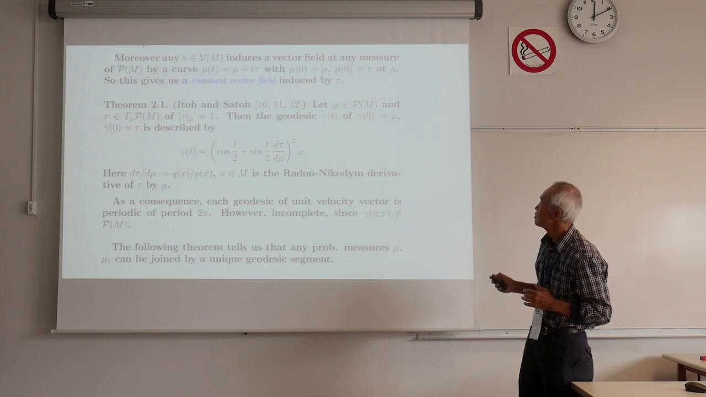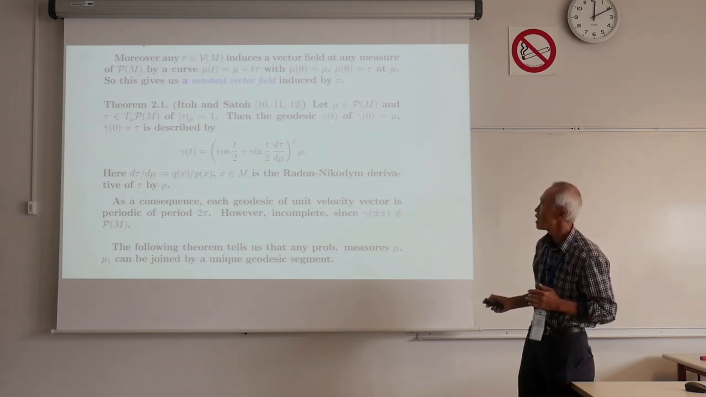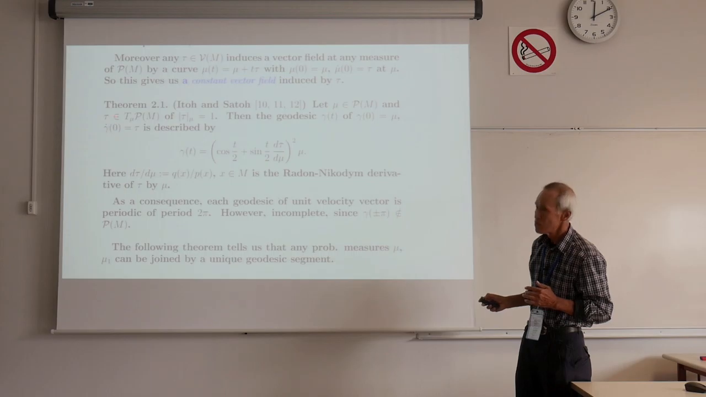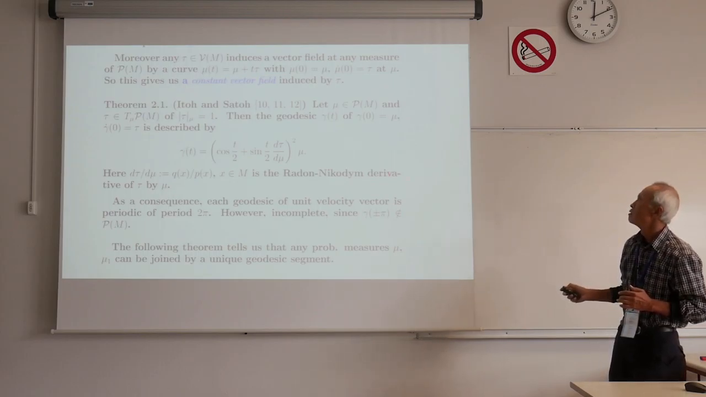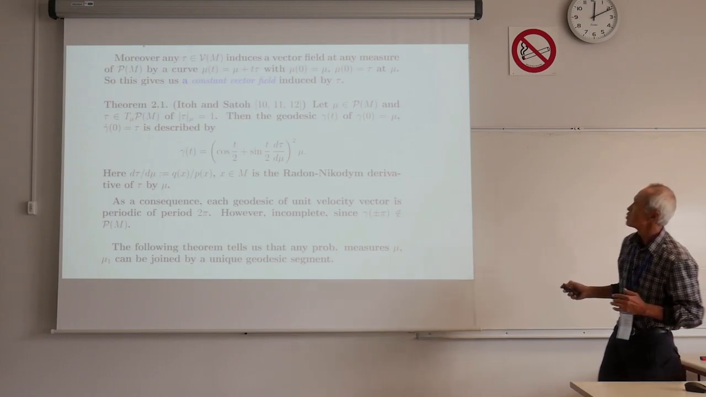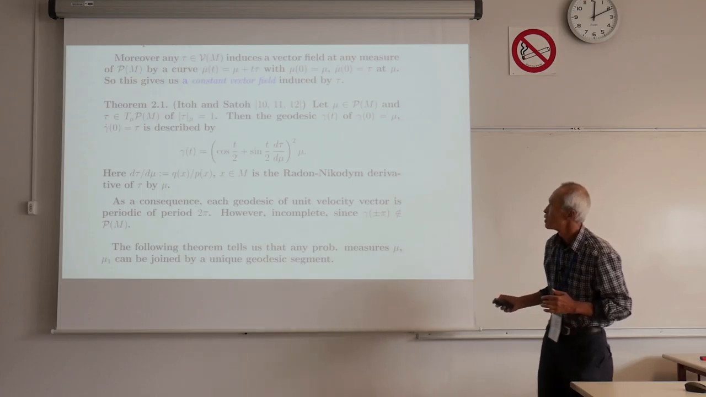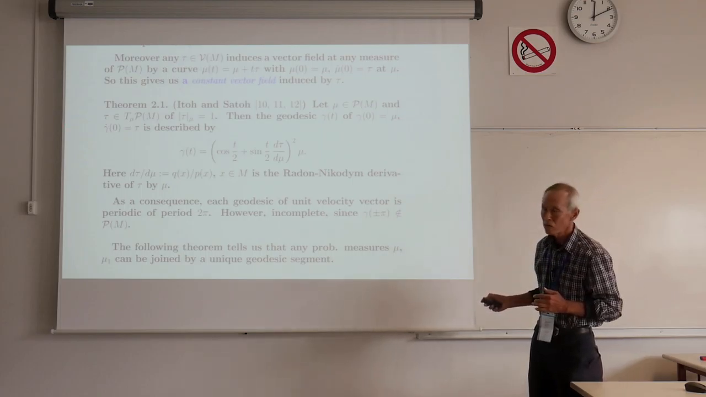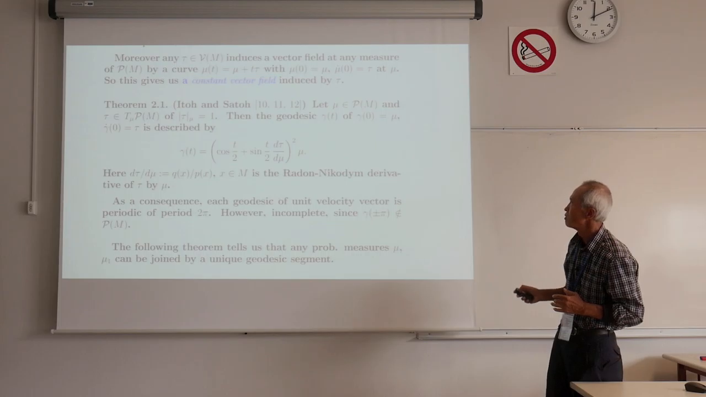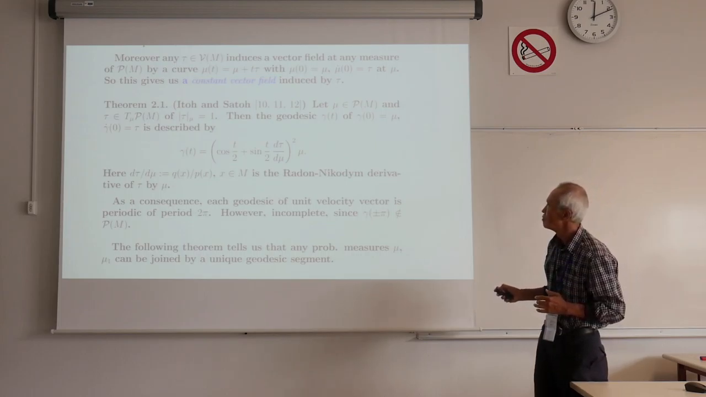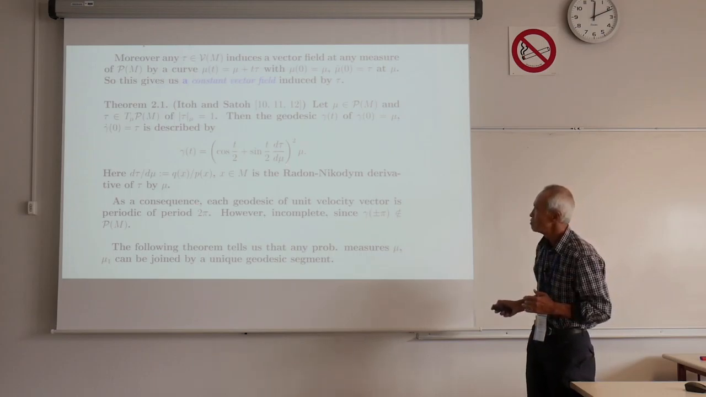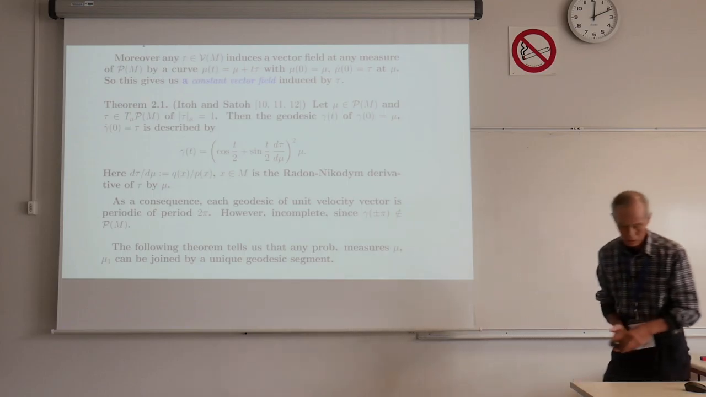Then we can have the shape of the geodesic. Let mu be a probability measure, and tau a tangential vector with unit norm. Then the geodesic starting at mu and with velocity vector tau is described in this way.